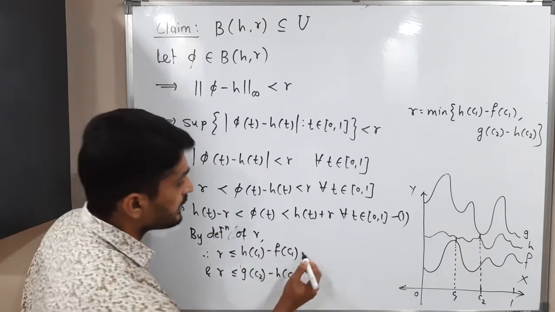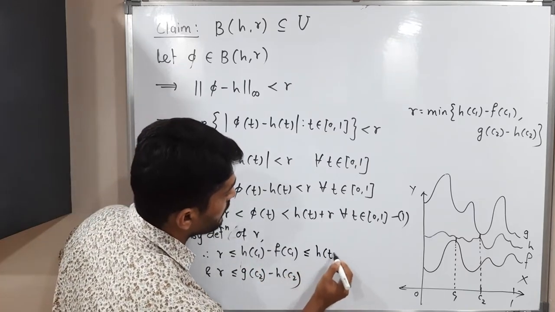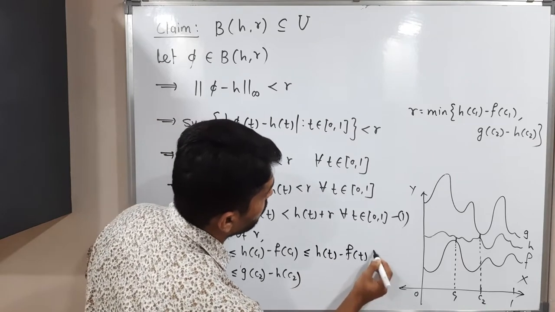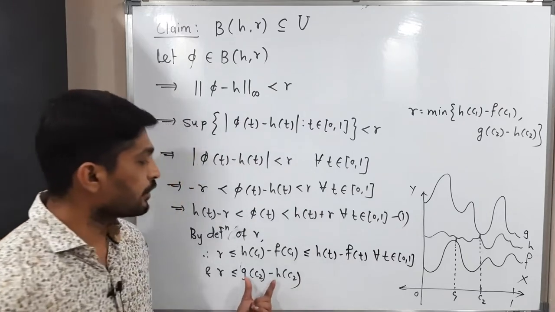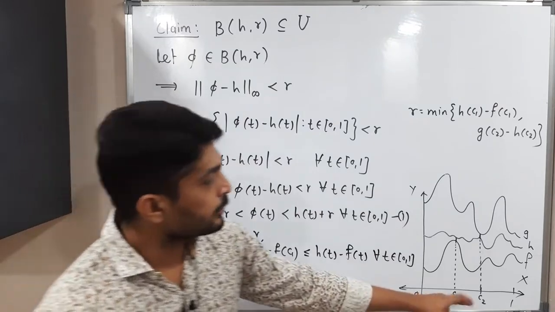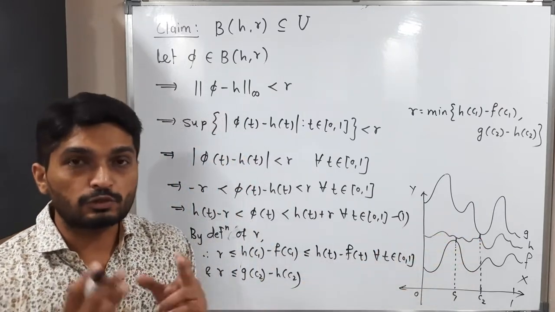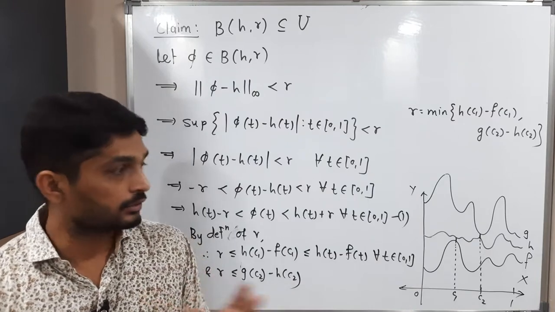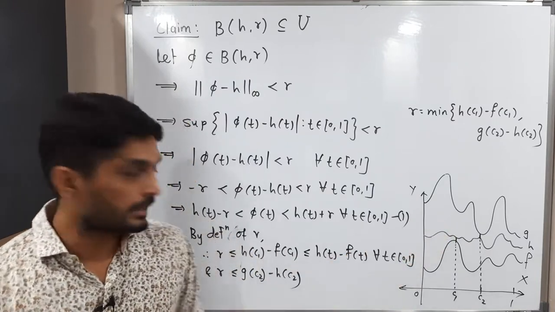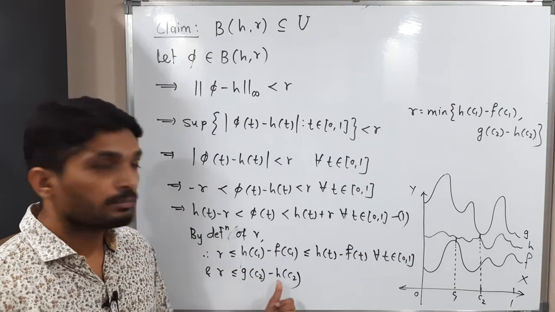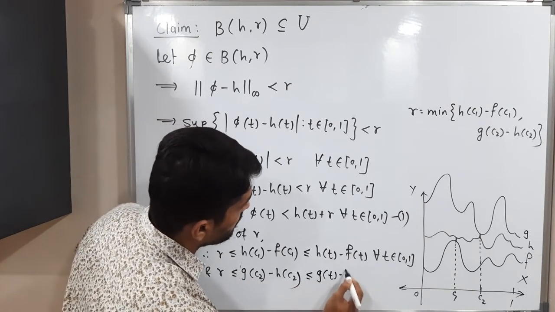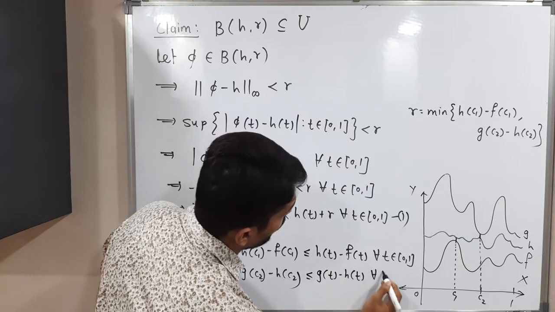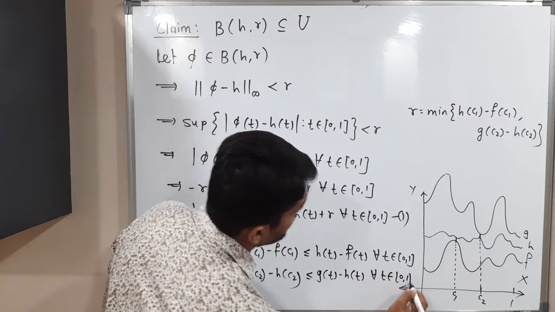So obviously I can write this is less than or equal to h of t minus f of t for all t belongs to closed interval 0, 1, and same thing for g and h. Since at c2 the difference is minimum, that means the actual difference between g and h is more than g of c2 minus h of c2. So the same thing I can write, this is less than or equal to g of t minus h of t for all t belongs to closed interval 0, 1.